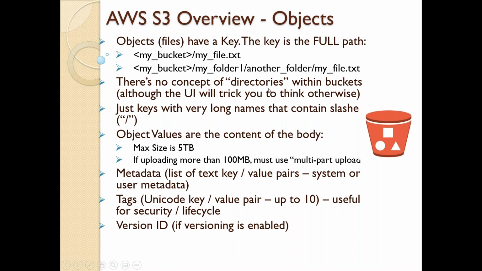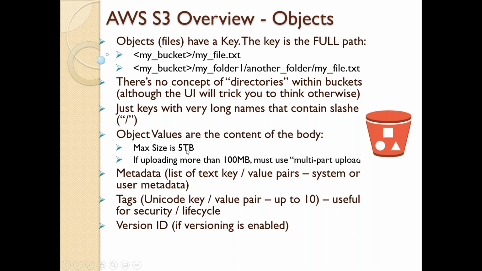There is no concept of directories within buckets, although in the UI it will show you folders, but they are not folders as such. They're all at the same level, and they are nothing but keys with a very long name that contains slashes. They are called prefixes. Object values are the contents of the body. So the key is your file name and the value is your actual content.